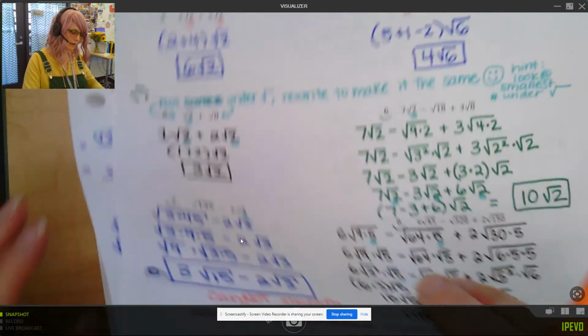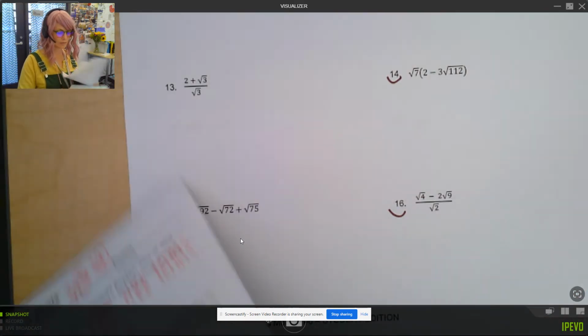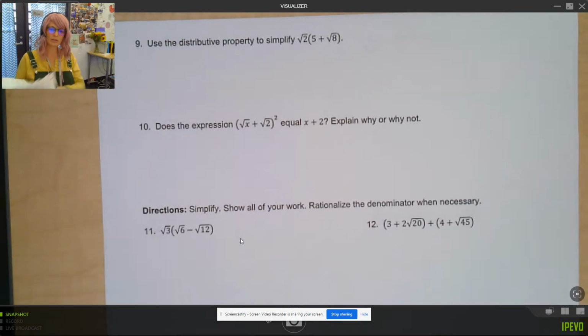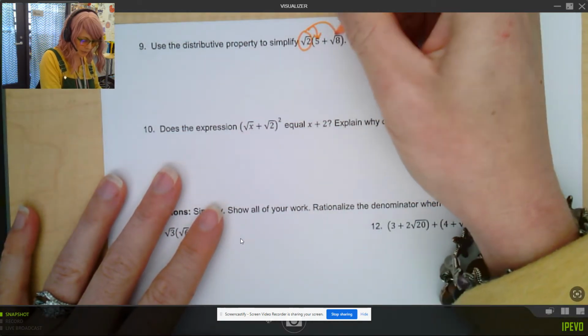Okay, let's go and practice a little bit more on the next page. And we're going to talk a little bit more about that distributive property. So we're going to use a distributive property to simplify square root of 2 times 5 plus square root of 8. So remember, this is the square root of 2 times both of these items.